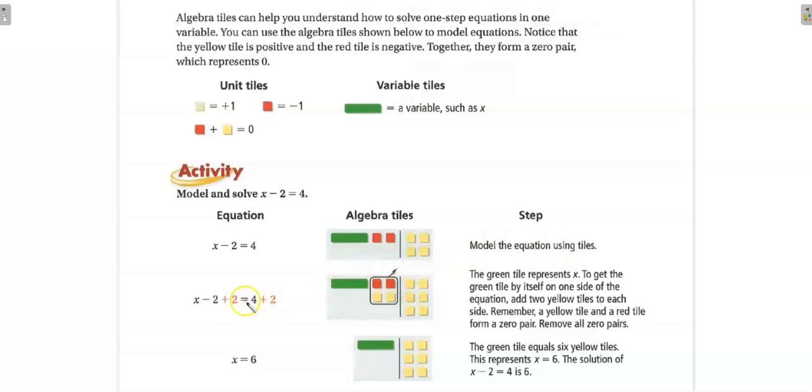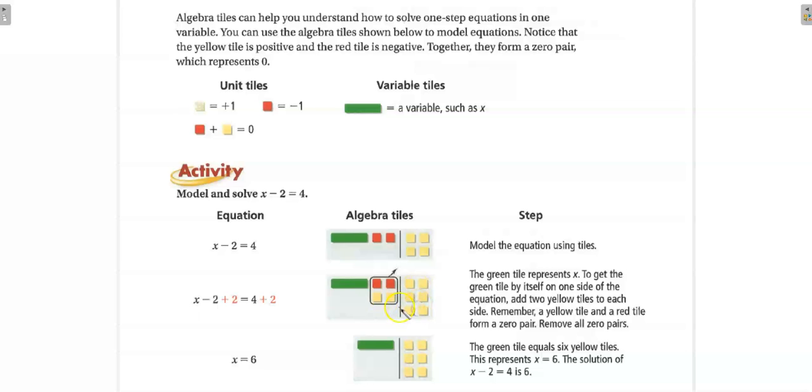Then on the next step, it says the green tile represents the x. To get the green tile by itself on one side of the equation, we need to add 2 yellow tiles to each side. Remember that a yellow tile and a red tile form a zero pair, and then we can remove all the zero pairs. So note here in red, we're adding 2 positives, and you see there we've added 2 positives, so we have 1, 2 zero pairs. But if we add 2 positives to the left, we're going to have to add them to the right as well. So we add those there.